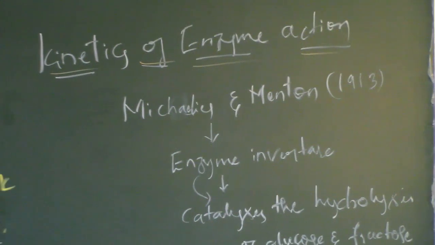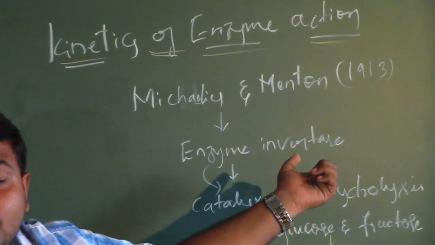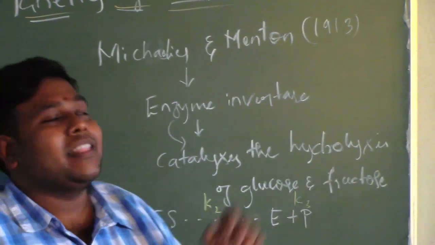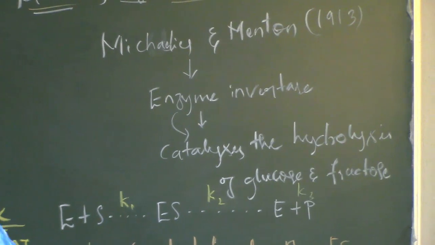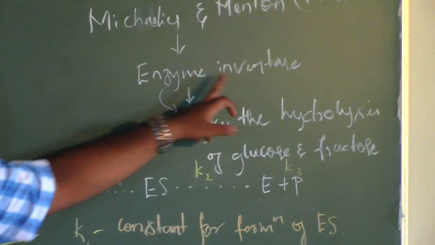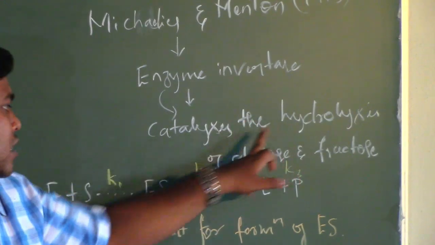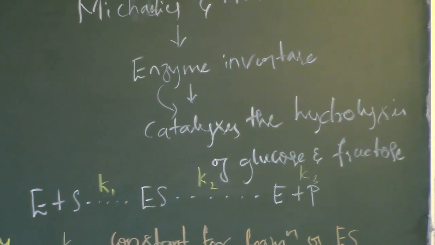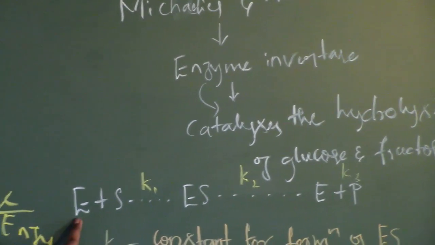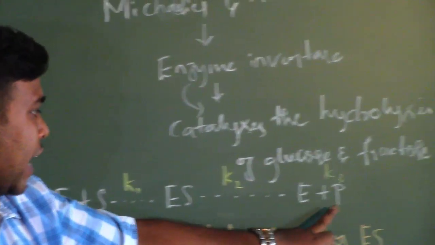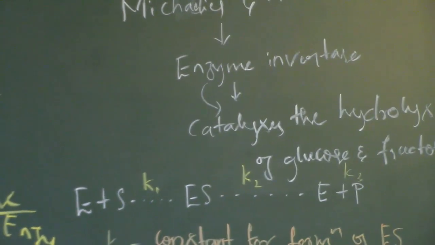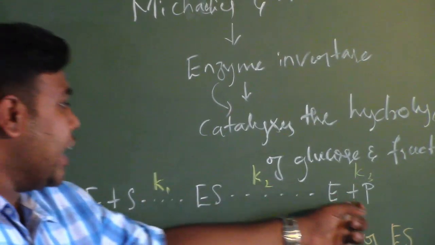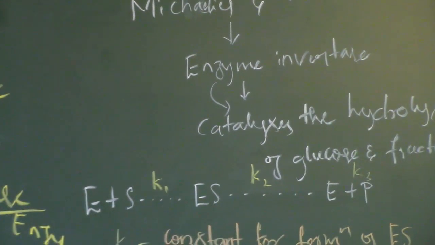They discovered this particular kinetics of enzyme action when they were working on the enzyme invertase, on the catalysis of hydrolysis of glucose and fructose. And they gave the equation E plus S, reversible to ES, and then to E plus P, at three different intervals. This gives us a complete equation like E plus S, ES, and E plus P at three different intervals. What are those intervals?